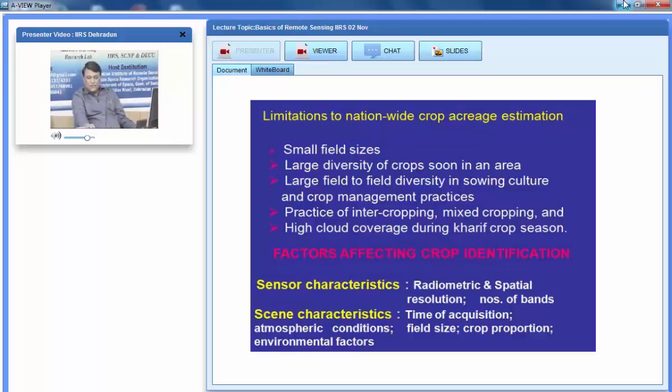If the atmospheric condition is similar, then it is definitely very easy to discriminate different kinds of crops with the multi-date data. Field size, as we already discussed: if the field size is big and homogeneous, you can easily discriminate and achieve more accuracy. But if the field size is small and there is more heterogeneity of crops, one has to compromise with the accuracy. Then environmental factors, soil condition, and other climatic factors also influence the level of accuracy.